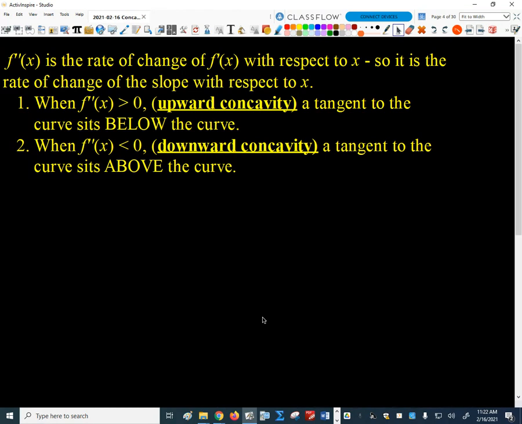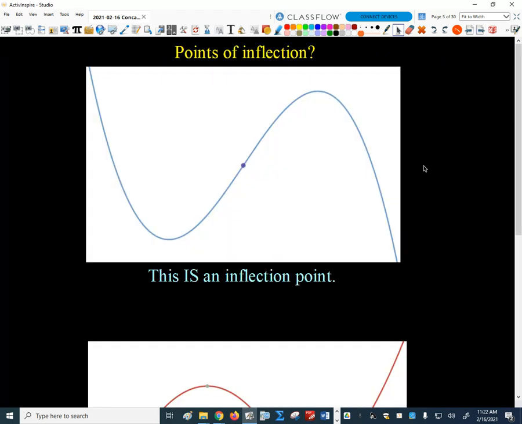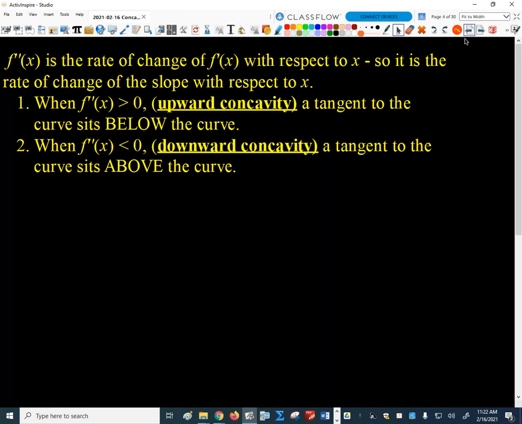Okay, so just quick summary here. So we know that when the second derivative is greater than 0, that's upward concavity. A tangent to the curve sits below the curve. When the second derivative is negative, that's downward concavity, and a tangent to the curve would sit on top of the curve. Okay? All right, so then points of inflection, right? Those are going to be points of transition in concavity.